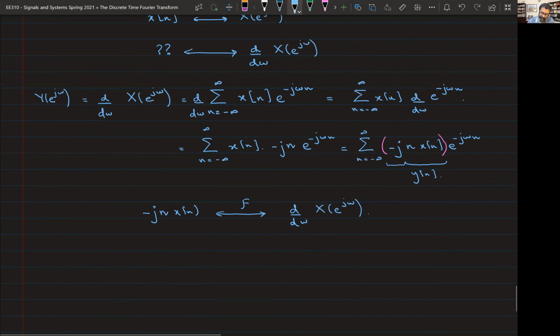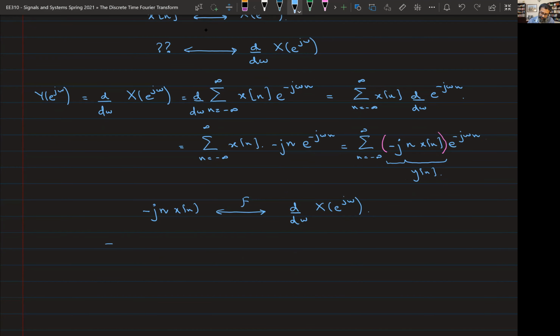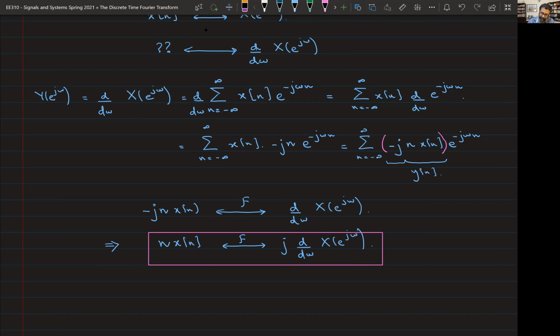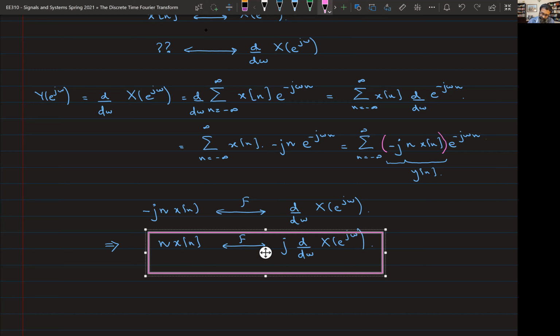And from here, I can also conclude, if I multiply j with j on both sides, or divide by minus j on both sides, that the Fourier transform of n times x of n is equal to j times d by d omega of X of e raised to j omega. So this is one of the important properties. It's called the differentiation in the frequency domain property. Any questions that you may have here?